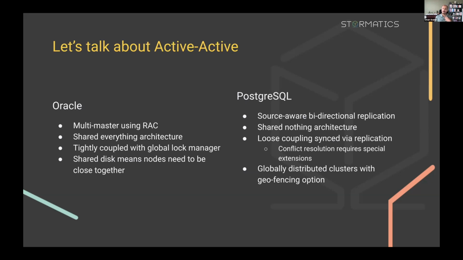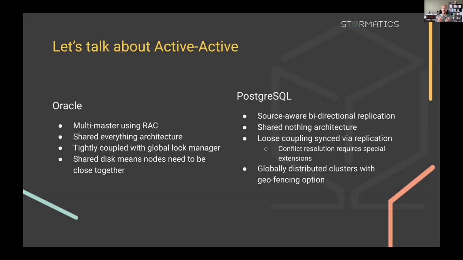The replication is source aware. So the data that goes from node 1 to node 2, node 2 knows that this data is coming from node 1. And the data that goes from node 2 to node 1 will be aware that this data is coming from node 2. So it is source aware. It doesn't share storage, and it is very loosely coupled.